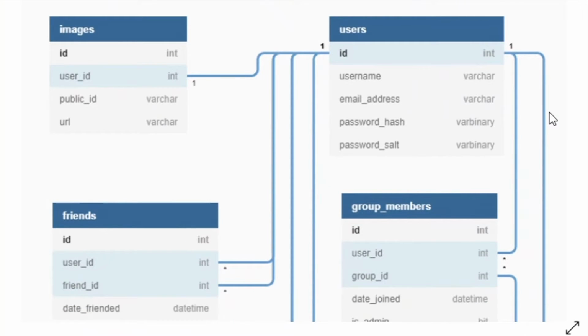For the images, links are stored in the database, and the actual image files are stored on Cloudinary. For password hashing, we use HMAC SHA-512 encryption. You can find the full ERD in the report.